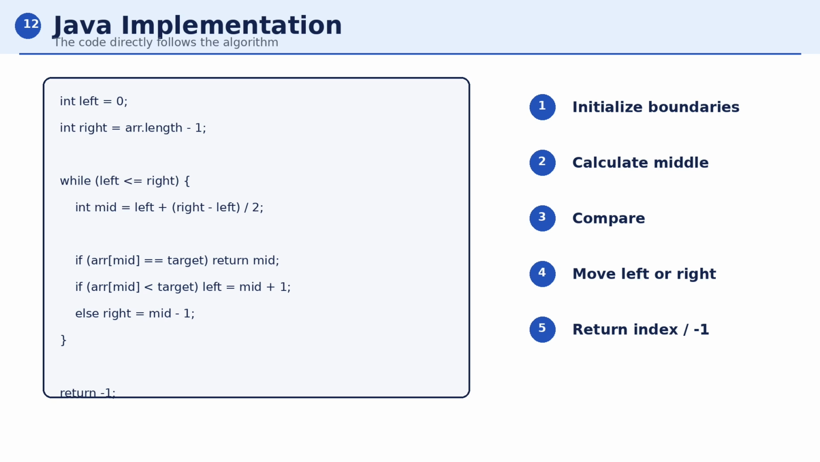Next, if array of mid is less than target, suppose the middle value is smaller than our target. Because the array is sorted, the target must be somewhere to the right. So we make left equal to mid plus 1. We are saying ignore everything up to and including the middle. Otherwise, the middle value is greater than our target. So the target must be on the left. So we move right equal to mid minus 1. Again, we are throwing away half of the remaining search space. Finally, if the loop finishes without finding the target, return -1. This tells us that the target doesn't exist in the array.